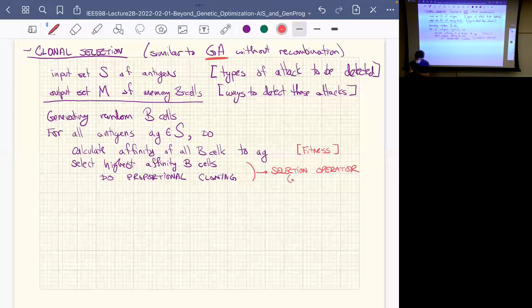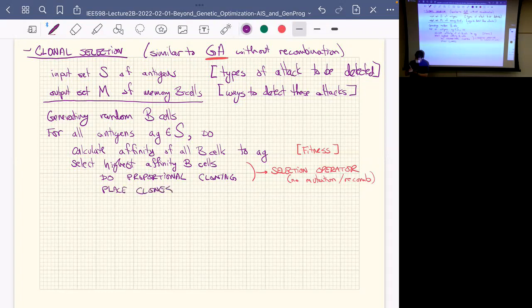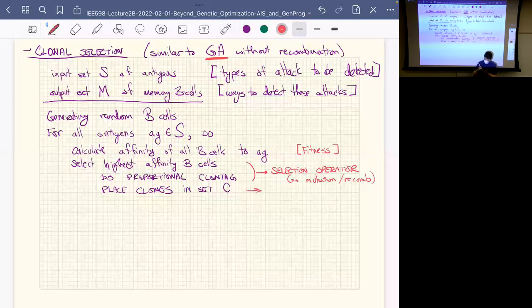And then there's no mutation or recombination. And then we take those and we place clones in another temporary set calling C. And then here's where we're going to generate new variation, because then we've taken all our clones and now we're going to put them, and it's like our offspring. So you can view these maybe as offspring before mutation.